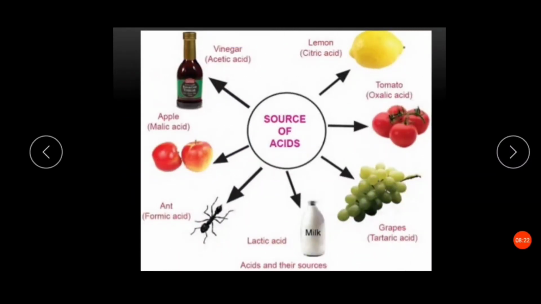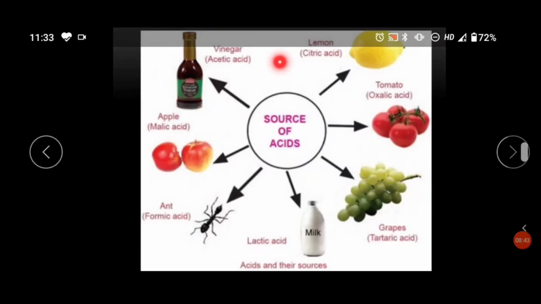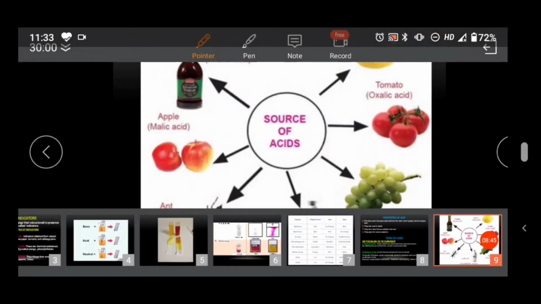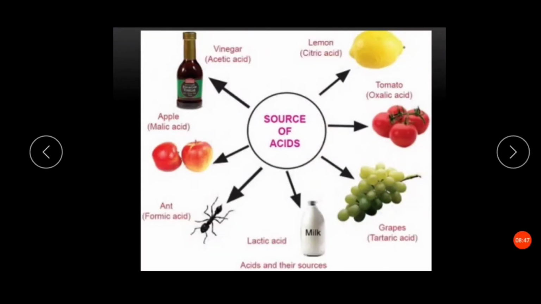Now we will see different sources of acid. They are the natural acids. See, lemon contains citric acid, tomato contains oxalic acid, grapes contain tartaric acid, lactic acid is present in milk, and ants contain formic acid, apple contains malic acid, and vinegar contains acetic acid. So it is very important, and they are the natural acids which are obtained from plants and animal natural sources.